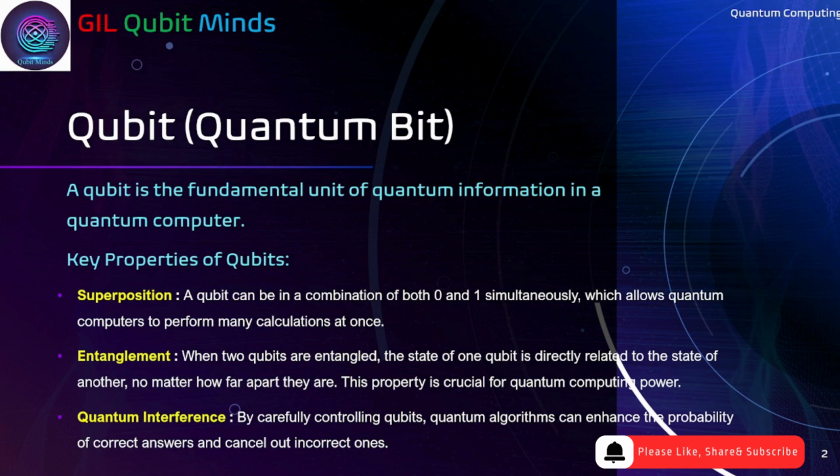Another feature is quantum interference. If we carefully control the qubits in any quantum algorithm, we can enhance the probability of getting the correct answers, and we can cancel out the incorrect ones. This is the way we do quantum interference. Quantum interference helps us cancel out the incorrect answers and increases the probability of getting the correct answer.